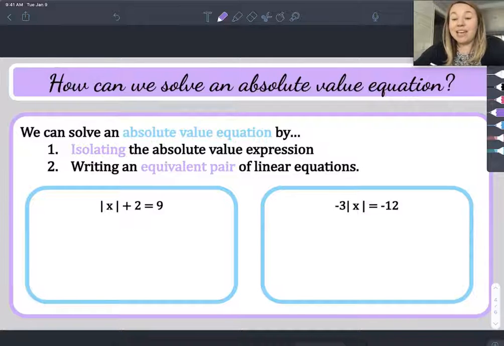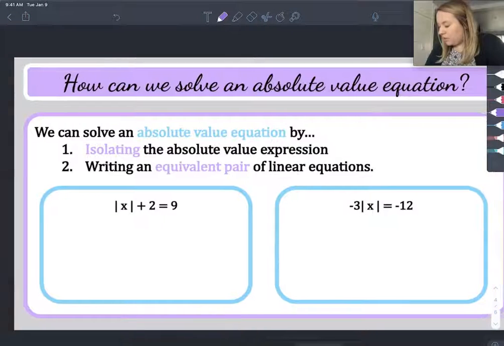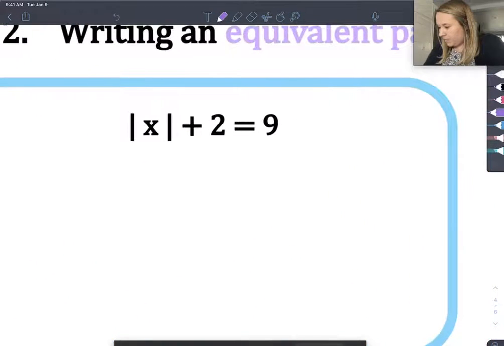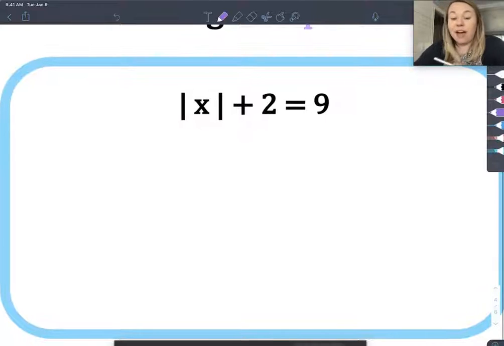The first step is to isolate the absolute value expression, meaning that we should only be left with whatever is inside those two lines. Then we're going to write an equivalent pair of linear equations. So, looking at that first problem on the left here, I'm going to zoom in. We have the absolute value of x plus 2 is equal to 9. So notice that the absolute value of x is not isolated. There is a plus 2.